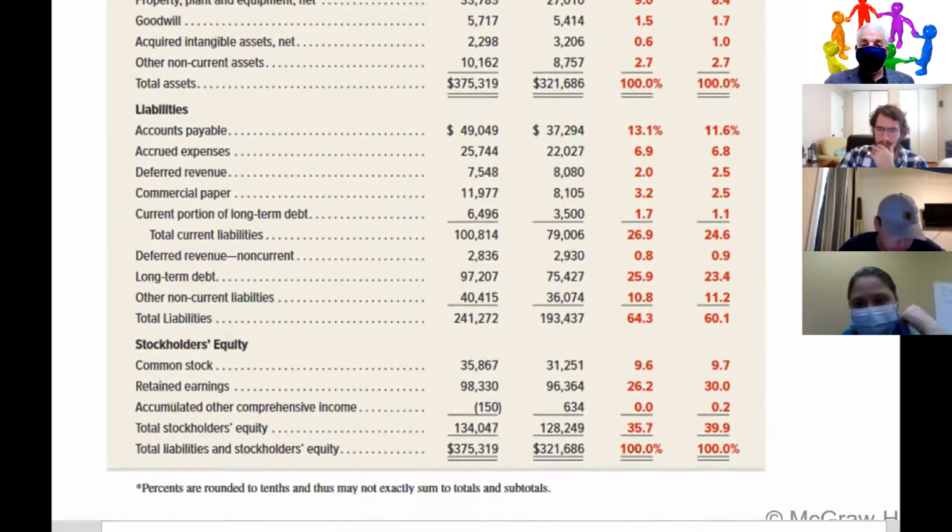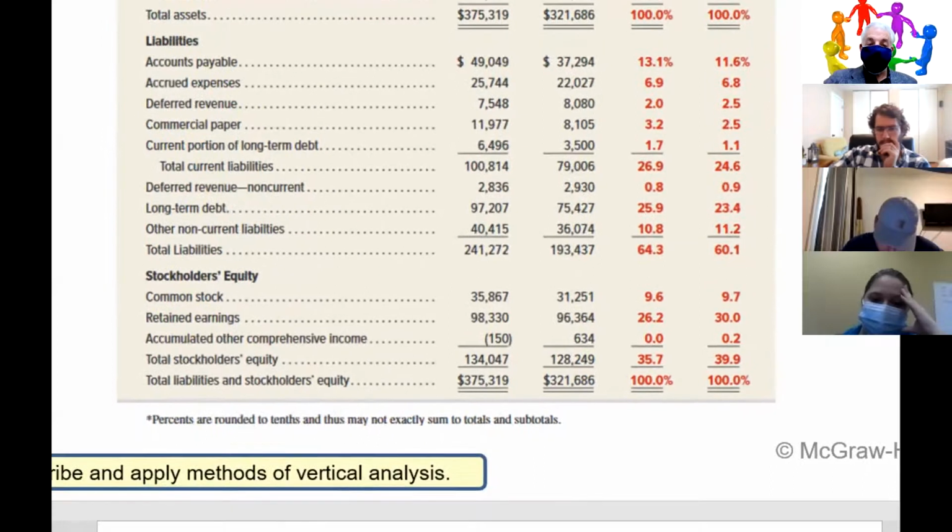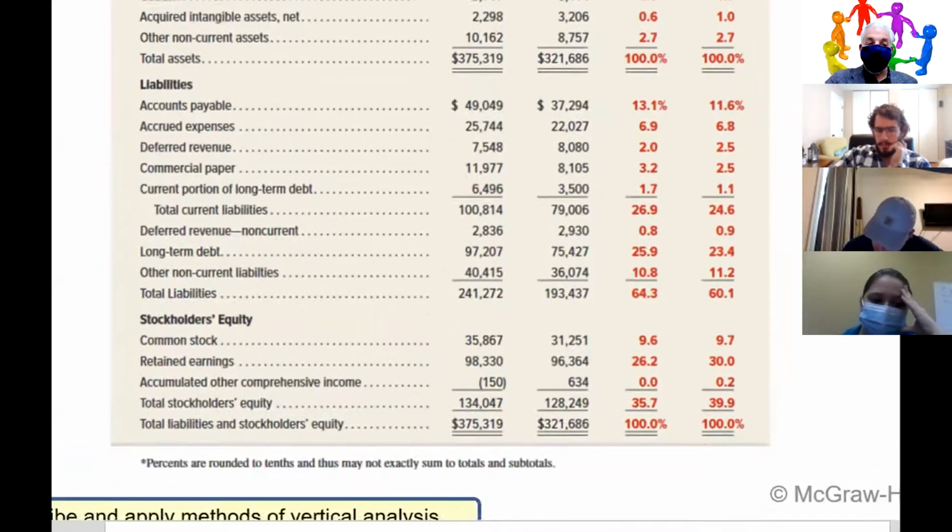And then we look at the big tickets like long-term debt. We took on a whole bunch. We were 75 billion to 97 billion, about a third up again. But now it's only 23% up to 26%, 3%. So that's an analysis on the vertical analysis on the balance sheet.